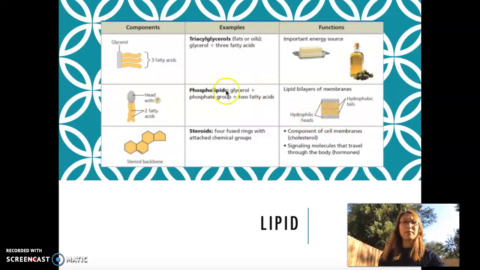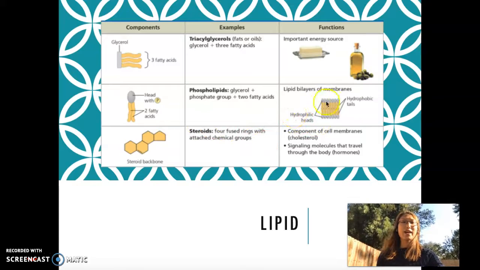The really special thing about a phospholipid is that the head part, because it has a phosphorus, has a negative charge, right? So it's polar, or actually charged. So we say that it is hydrophilic. Those are hydrophilic heads. And then we have the hydrophobic tails, because the long hydrocarbon fatty acids are nonpolar.